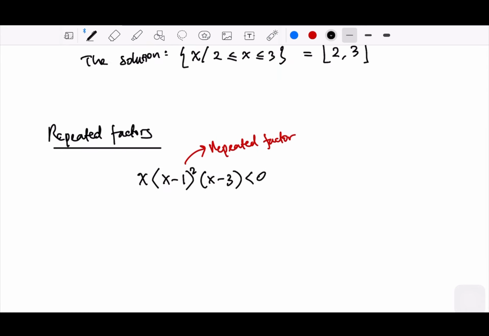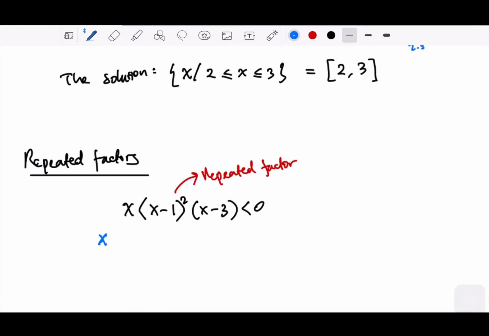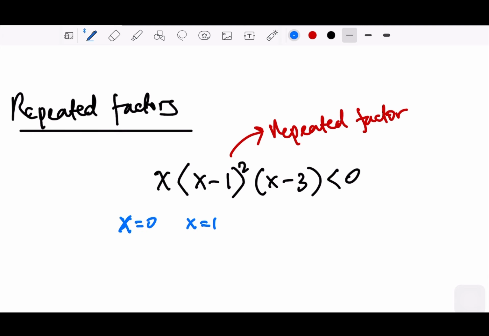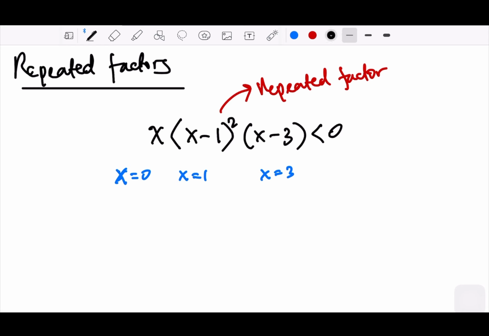And from this equation, we directly get the roots. The roots are 0, 1, and 3. We don't really care much about this for now. We just care about drawing the number line, with 0, 1, and 3. Then we check. First, maybe we check negative one here, it becomes positive, negative, negative, negative, so this is positive.